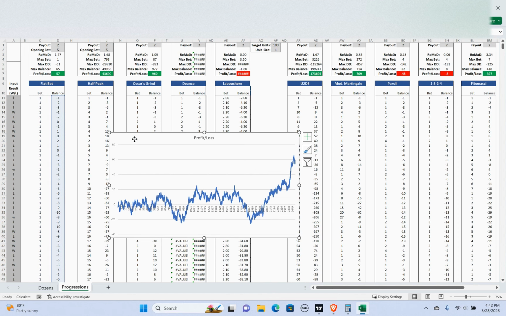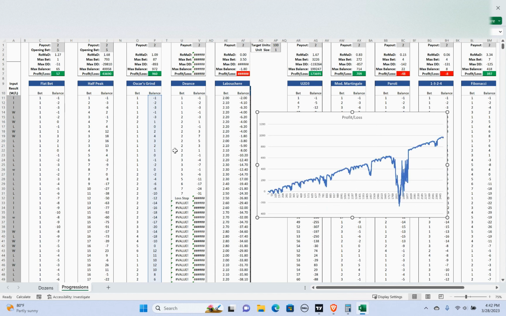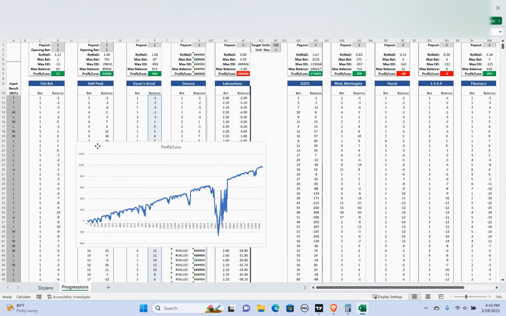Oscar's grind. So let's switch the chart over here. Oscar's grind did quite well. It had one pretty decent sized hiccup here. You can see that the max drawdown was 893 units. That's more than I like to see. And as you can see, the ROMAD score is barely over 1. So in this case, it would be better to flat bet because it has a higher ROMAD score, and just increase your unit size. So that was a bit surprising. I would have thought that Oscar's grind would have been better than flat, but not in this case.